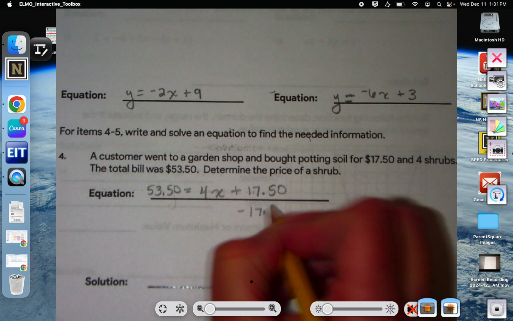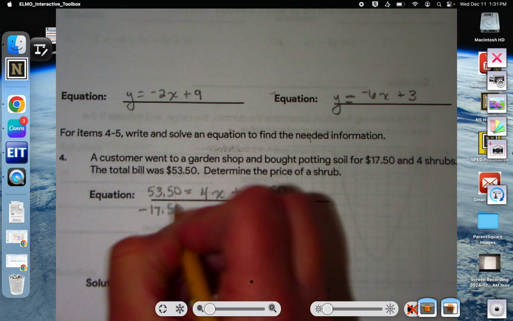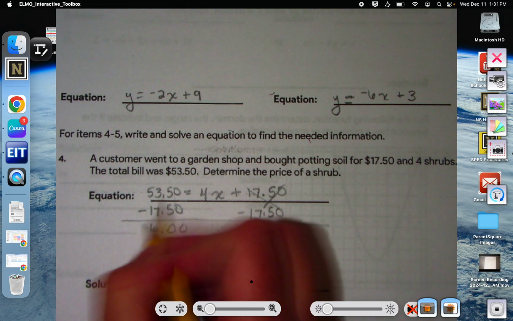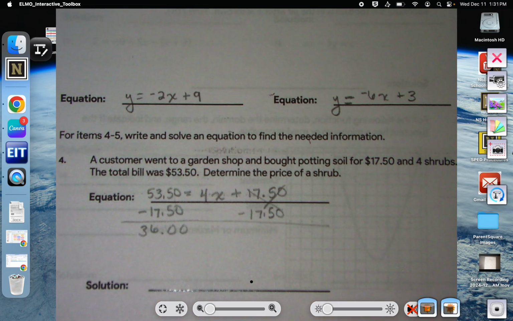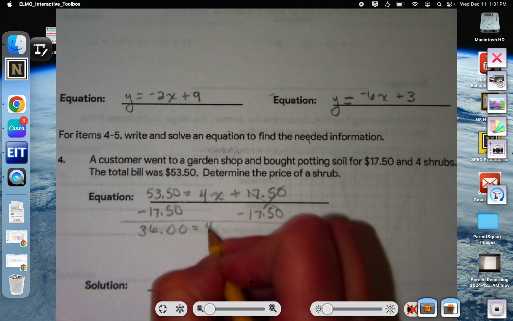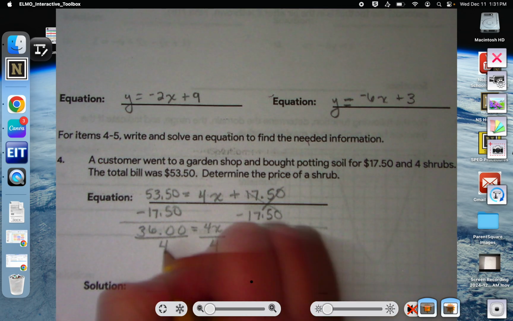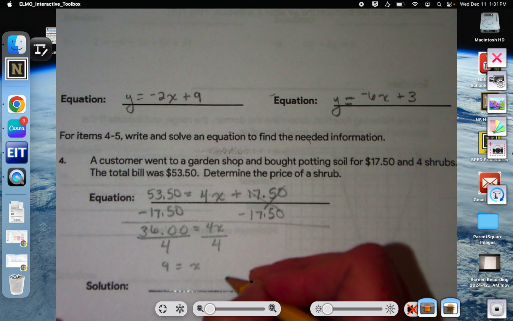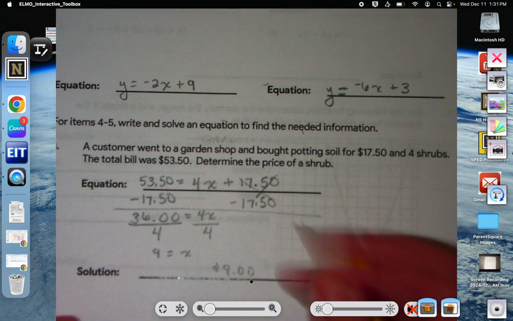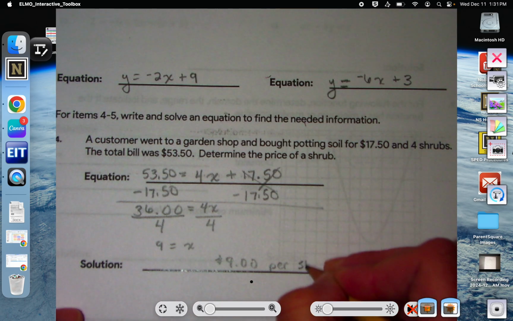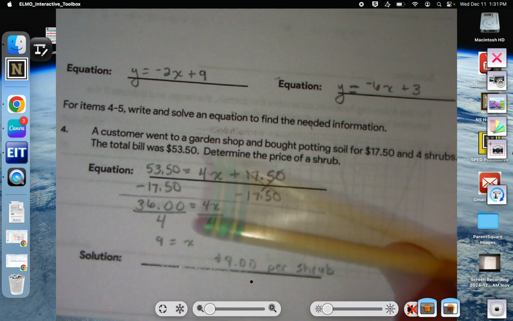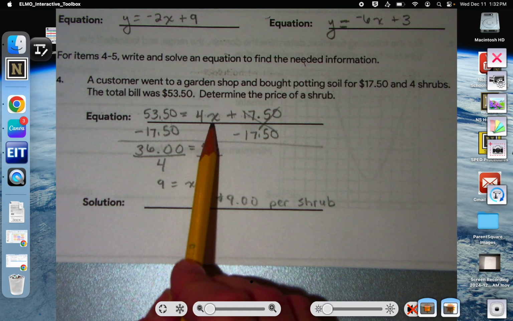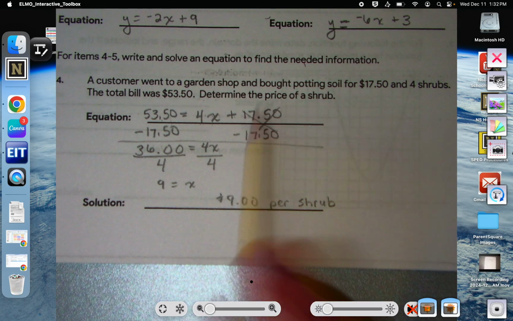So I would subtract the $17.50 from both sides. And I'm going to get $36 equals the 4x. Divide by 4 on each side. So that tells me that 9 equals x. So that means it was $9 per shrub. Okay, so the y was my total. I replaced that with what they told us the total was, $4 per shrub, which we didn't know, plus the $17.50 for the potting soil.